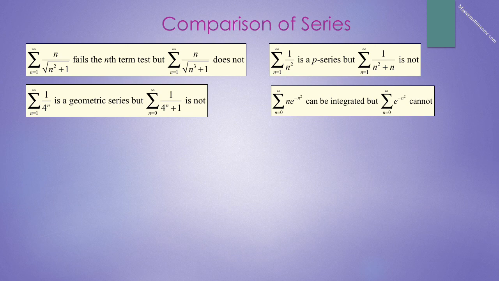And summation n equals 0 to infinity of n e to the negative n squared has an expression that can be integrated, while summation n equals 0 to infinity of e to the negative n squared cannot.